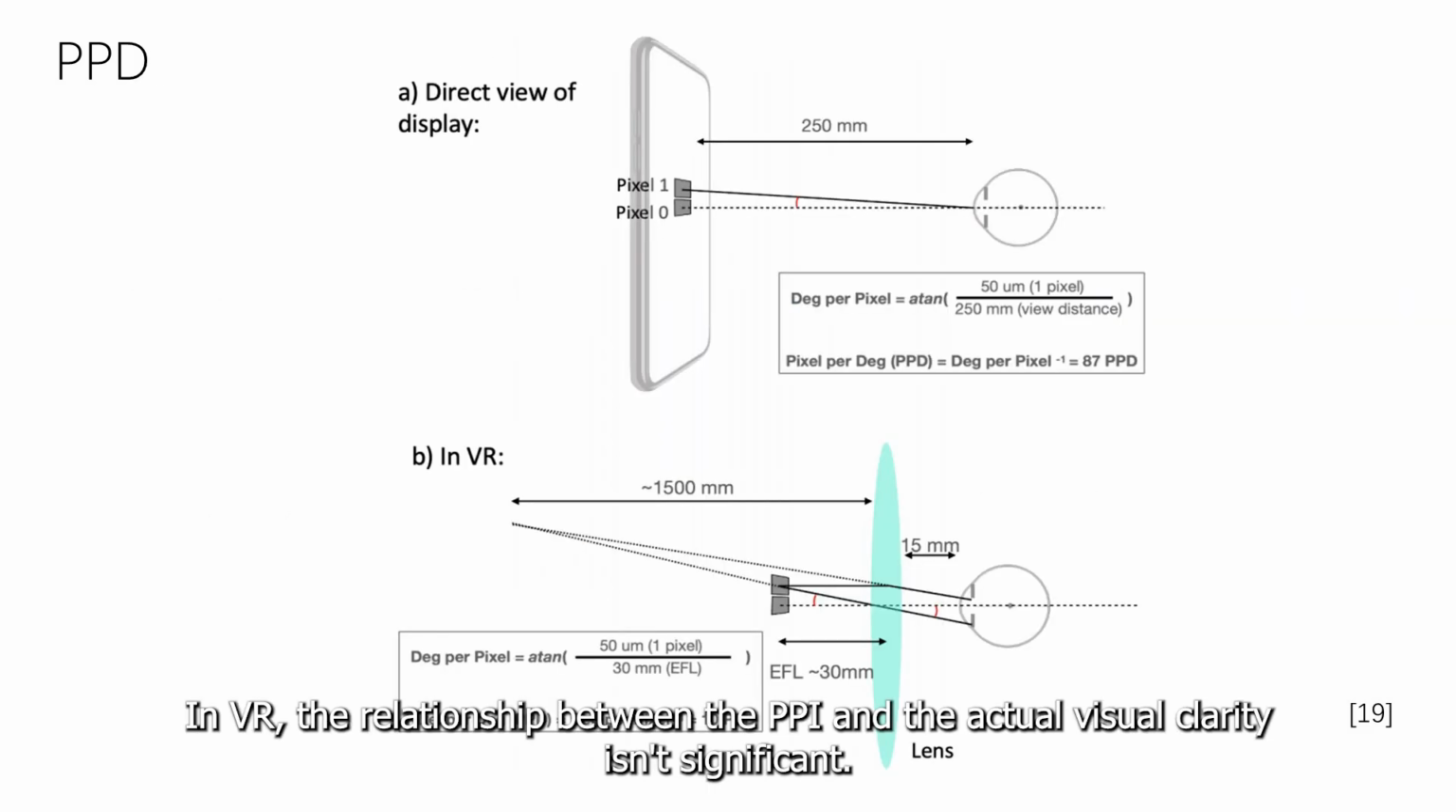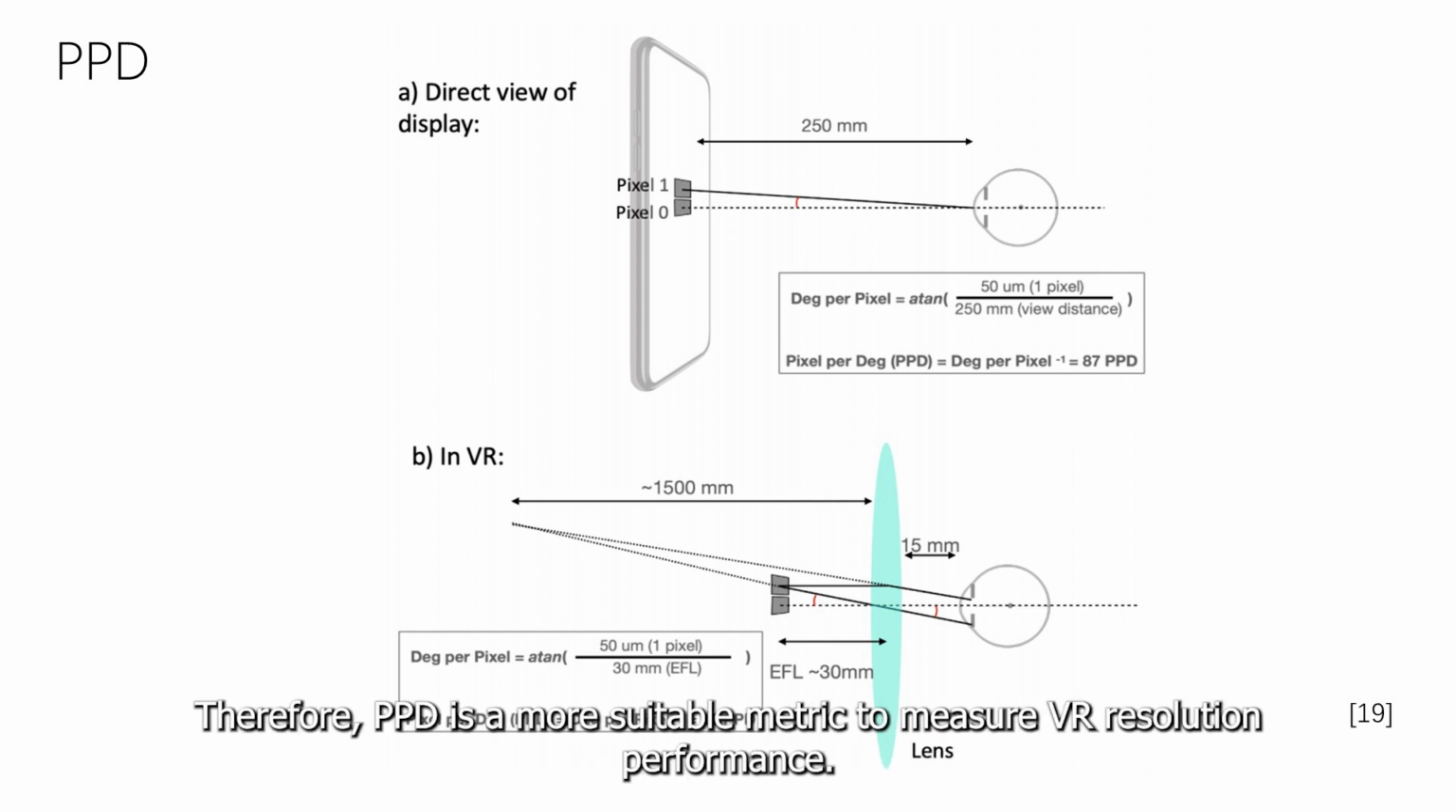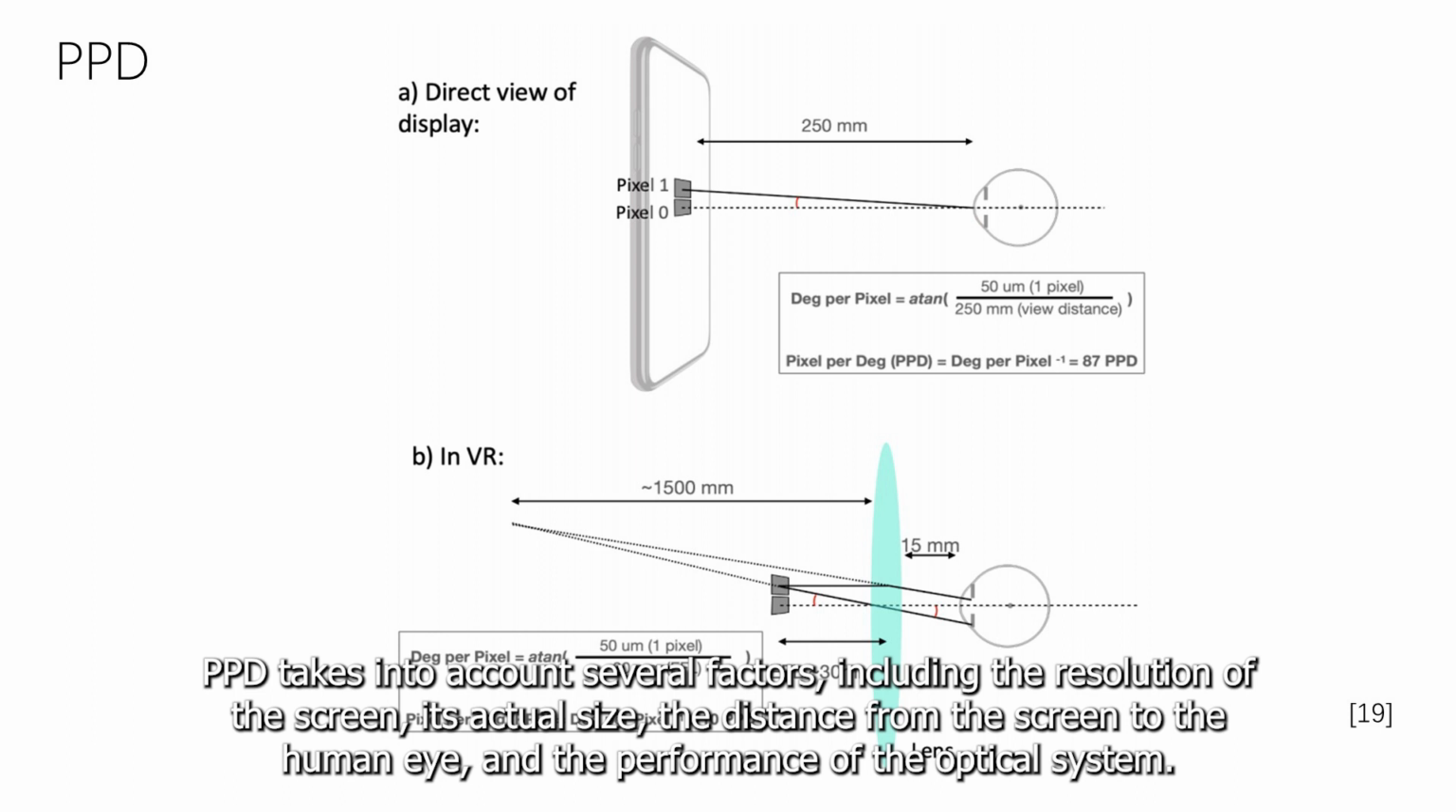In VR, the relationship between the PPI and the actual visual clarity isn't significant. This is due to the close proximity of the screen to the human eye and the influence of the optical system. Therefore, PPD is a more suitable metric to measure VR resolution performance. PPD takes into account several factors, including the resolution of the screen, its actual size, the distance from the screen to the human eye, and the performance of the optical system.